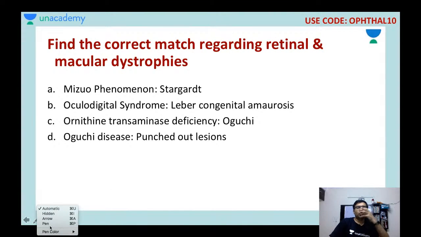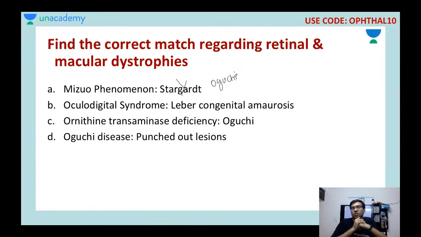So remember, Mizuo phenomenon. What is the Mizuo phenomenon? The patient can basically see well in the night, but the patient has difficulty seeing in bright light. When you see the fundus in the bright light, it is more greenish in color. When the patient goes to the dark, after 2 hours, the fundus goes back to its normal orangish color. This is called the Mizuo phenomenon. Remember, the Mizuo phenomenon is seen in Oguchi's disease, not in Stargardt's disease.